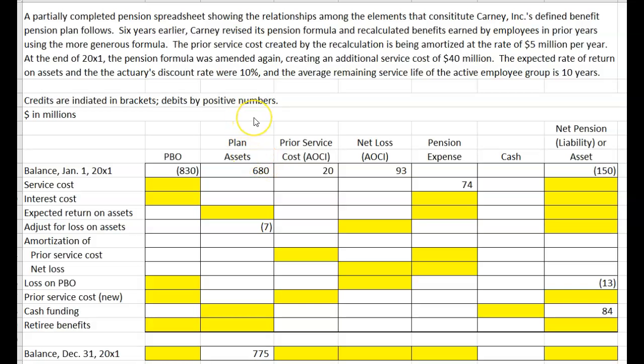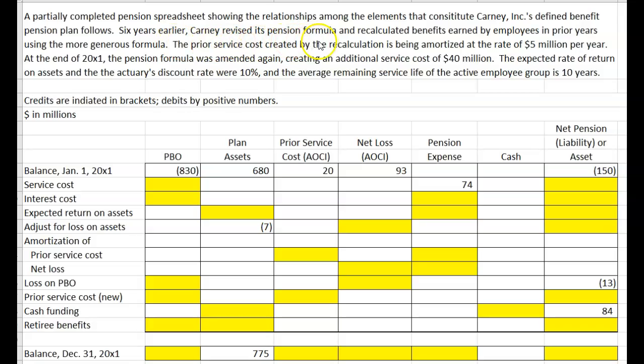The facts of the problem given are a partially completed pension spreadsheet showing the relationships among the elements that constitute Carney's Inc.'s defined benefit plan. That's this. 6 years earlier, Carney revised its pension formula and recalculated benefits earned by employees in prior years using the more generous formula. And that's what created the prior service cost.